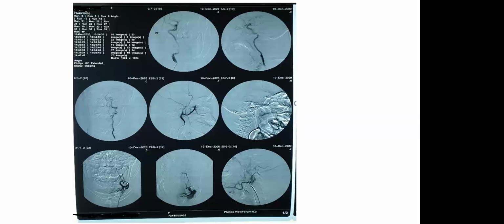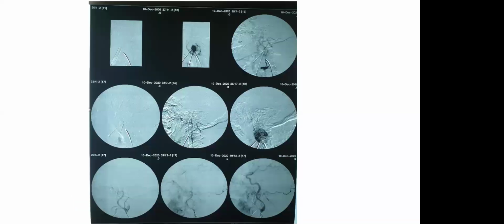And so you can see here, we know the area of the tumor, but we could not outline the vessel supplying the tumor. You don't see that typical tumor blush on these images.